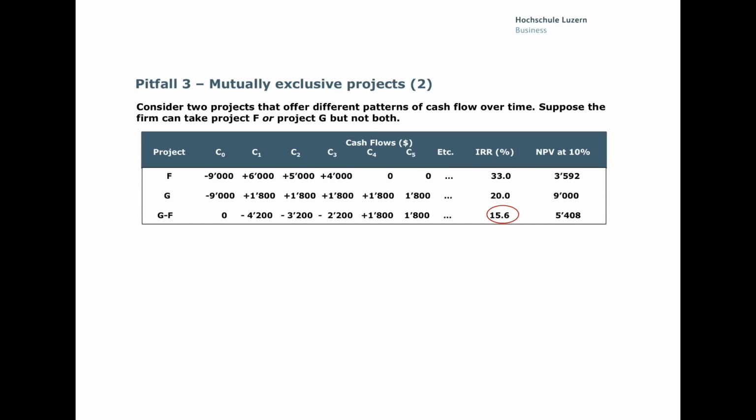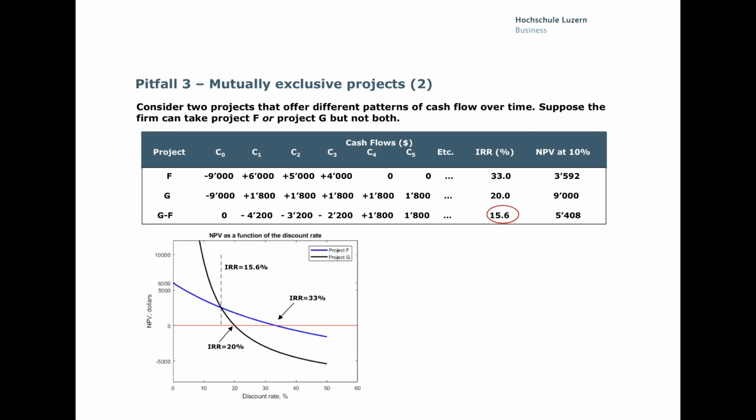Now let's look at a similar example as before, but note that this time the two projects offer different patterns of cash flows over time. Moreover, we assume again that only one project, F or G, can be undertaken. Plotting NPV as a function of the discount rate shows that project F has an internal rate of return of 33% and project G offers an internal rate of return of 15.6%. The NPV at a capital cost of 10% is $3,592 for F and $9,000 for G.